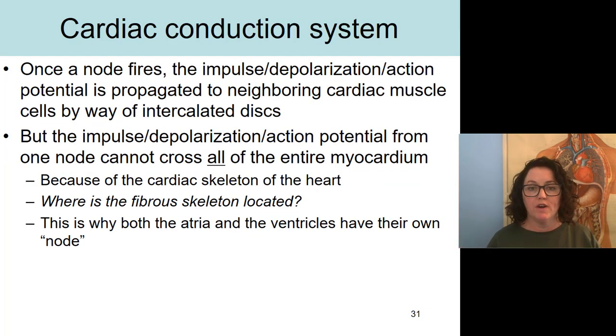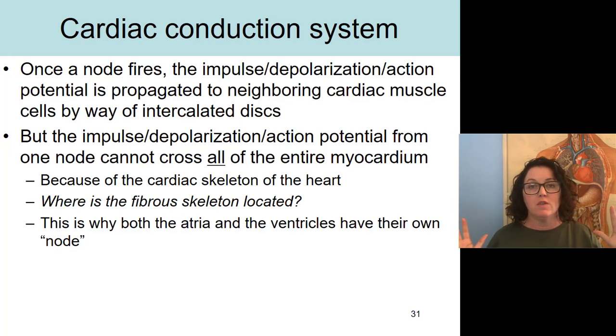Once a node fires, the impulse or depolarization or action potential, whatever you want to call it, is propagated to the neighboring cardiocyte through those intercalated discs. But the impulse from one node cannot cross all of the entire myocardium. We talked about this previously.